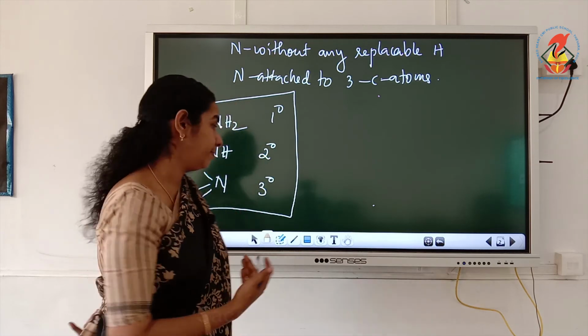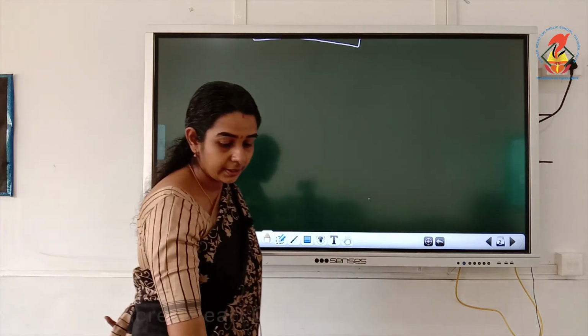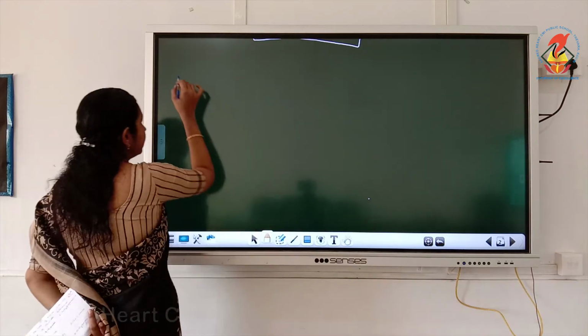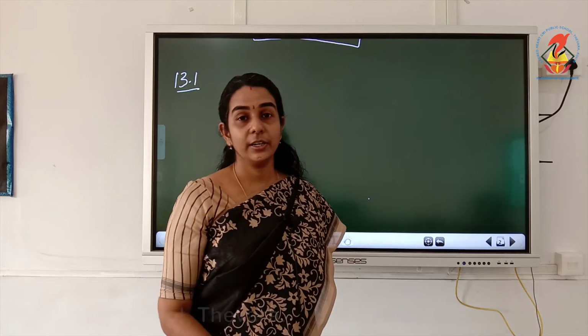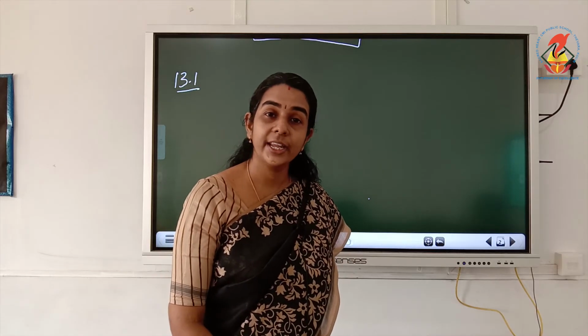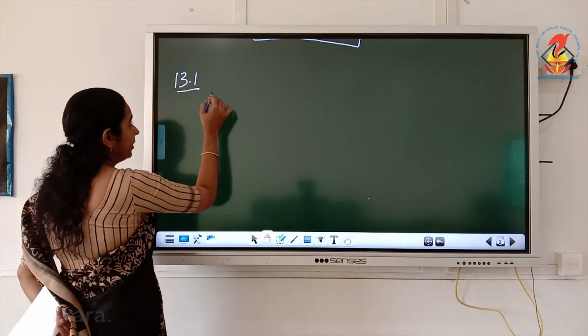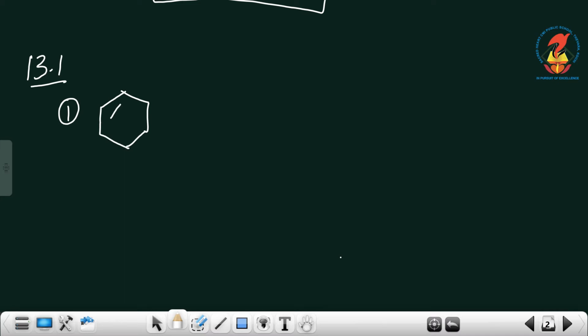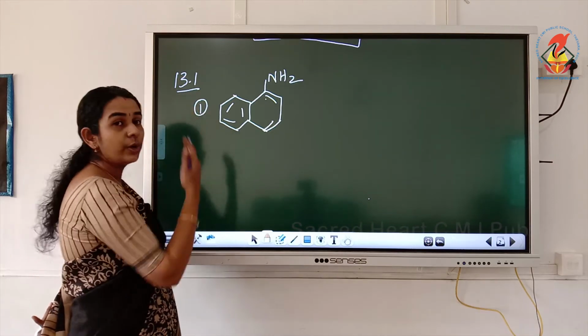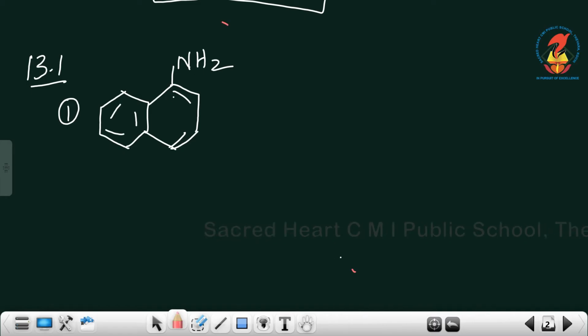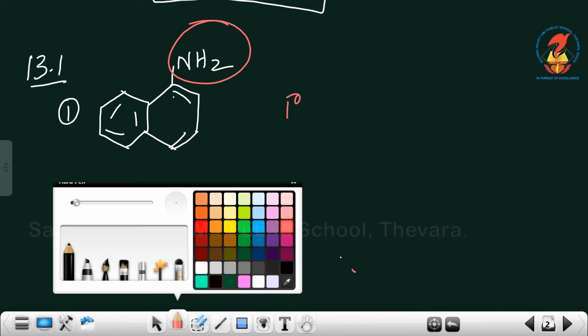So this is the easy way to identify whether the given compound is a primary, secondary or tertiary amine. Now in the textbook, in-text question 13.1, there is a question to classify the following compounds as primary, secondary or tertiary. So the first compound given is this. How can we classify this as a primary, secondary or tertiary amine? Look at the nitrogen atom. If it is NH2, yes, we can write it as a primary amine.